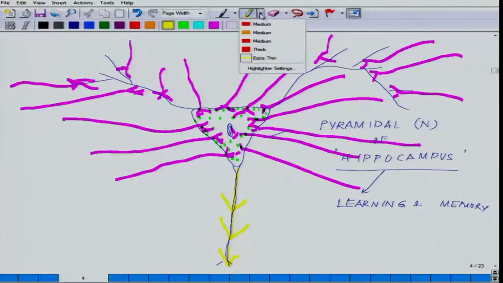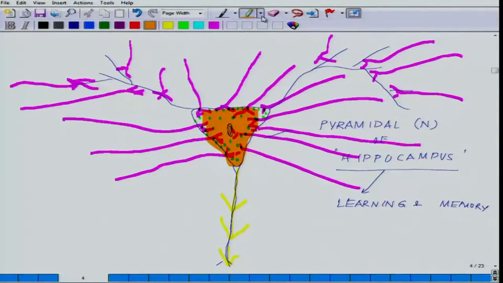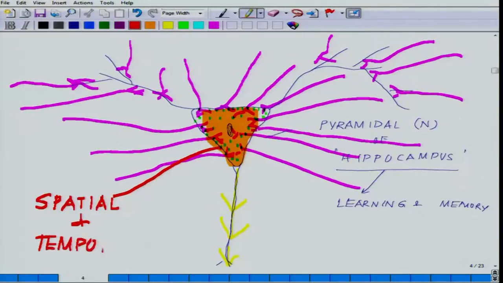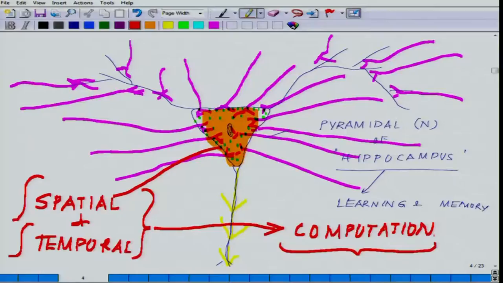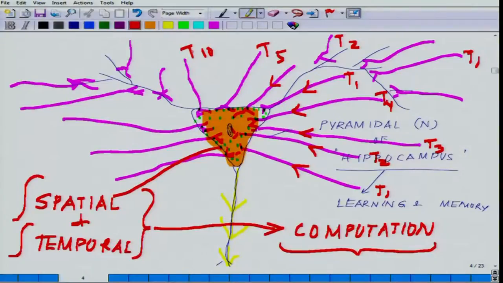So what essentially is happening out here is that at this zone there are two sets of things happening. There is a spatial and there is a temporal computation. Spatial and temporal computation. So all the different signals which are reaching like this may be at time t1, time t2, time t3, time t4, time t1, time t2, time t5, time t10, likewise, with little staggering.